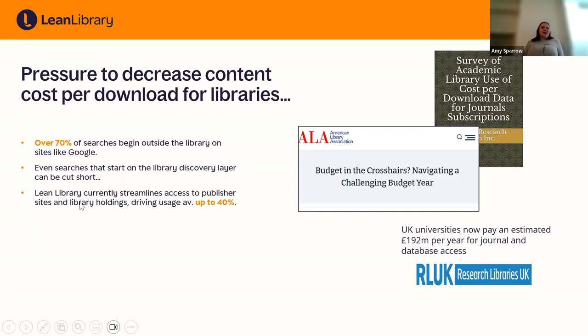Thank you. And how libraries need to do this is getting tougher. Over 70% of searches today start outside the library on sites like Google. And even searches that start on the library discovery layer can be cut short, so can be given up on. And Lean Library currently streamlines access to the publisher site and library holdings, driving an estimated average usage uplift of up to 40%. But we're looking to see how we can take that further. So I'm going to pass over to Becca on this.